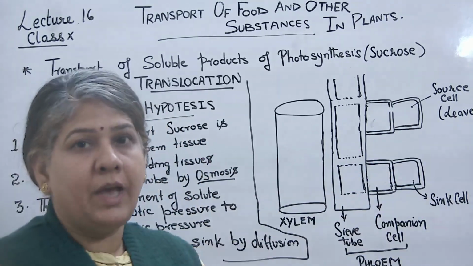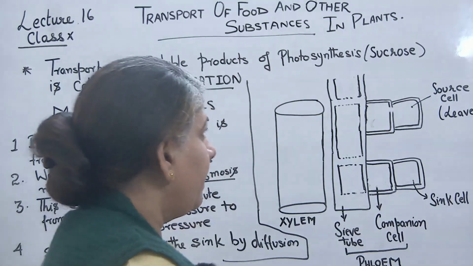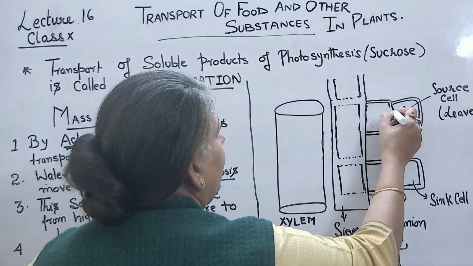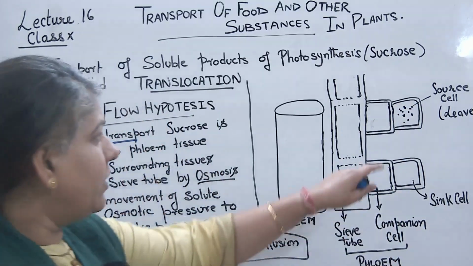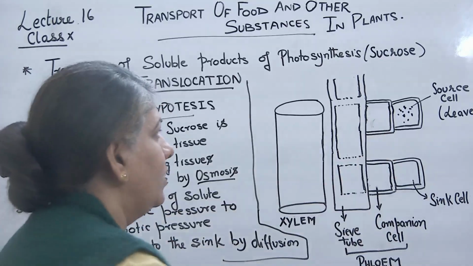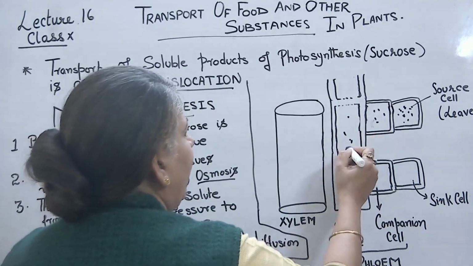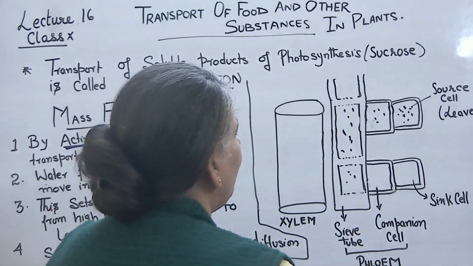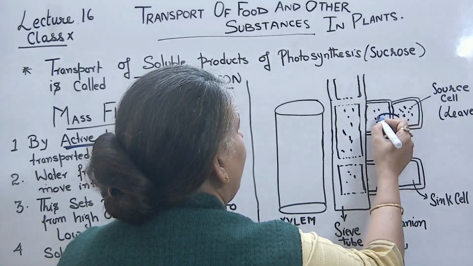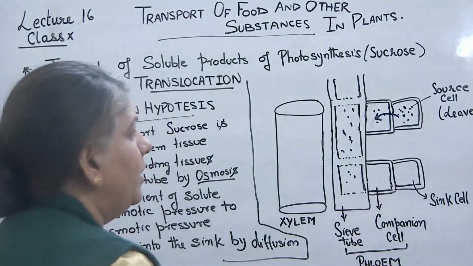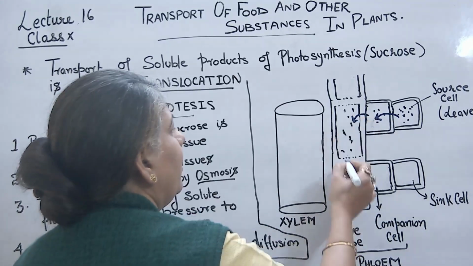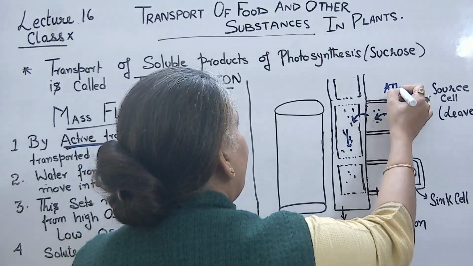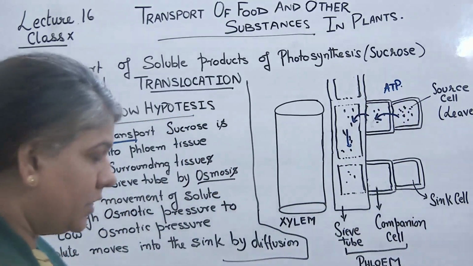So according to this hypothesis, source cells that are preparing sucrose, this sucrose will be transported into the phloem tissues. And for this process, ATP will be required. So the transportation of sucrose from the source cell into the phloem tissues will require energy. So this process is an ATP requiring process.